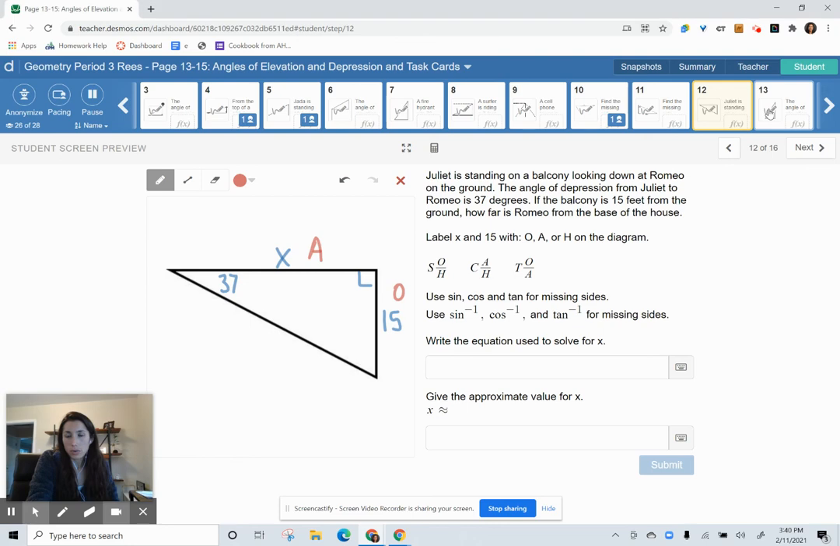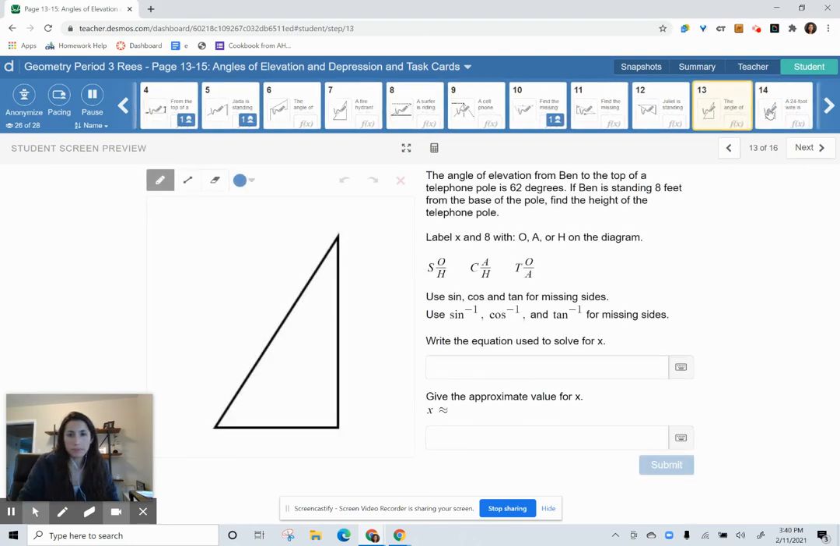Okay, question 13. The angle of elevation from Ben to the top of a telephone pole is 62 degrees. So I'm going to put my 62 here. Ben is standing 8 feet from the base of the pole, and the height is X. I'll label that as X. So I'm going to let you label these two sides as opposite legs or adjacent legs, and then use your regular sine, cosine, tangent ratio.